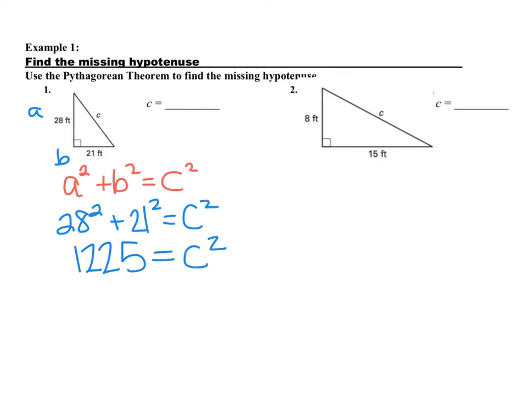Now remember, we don't want c squared, we want c. And to undo c squared, or the opposite of squared, is to take the square root. So we're going to take the square root. And when I take the square root of c squared, I'm going to have c. And when I take the square root of 1,225, I'm going to have 35. So that length of our hypotenuse then is going to be 35.